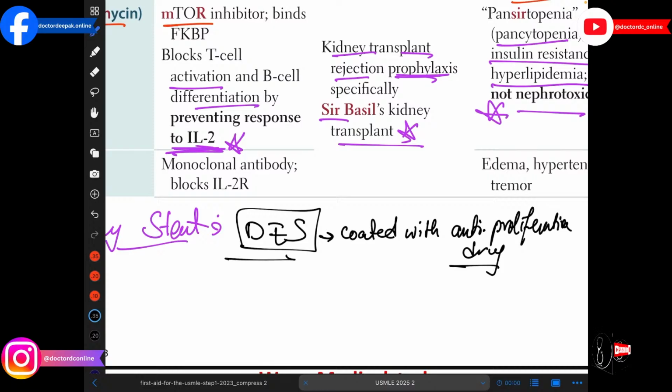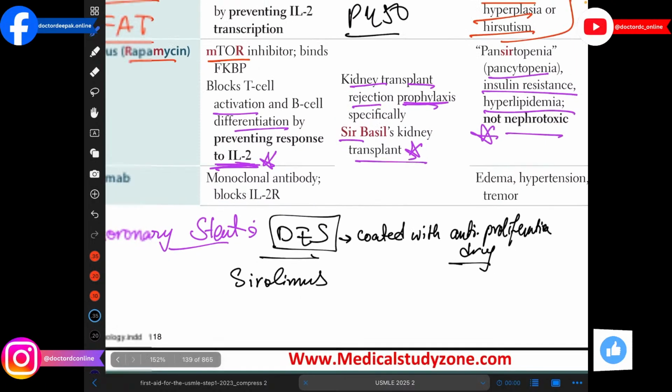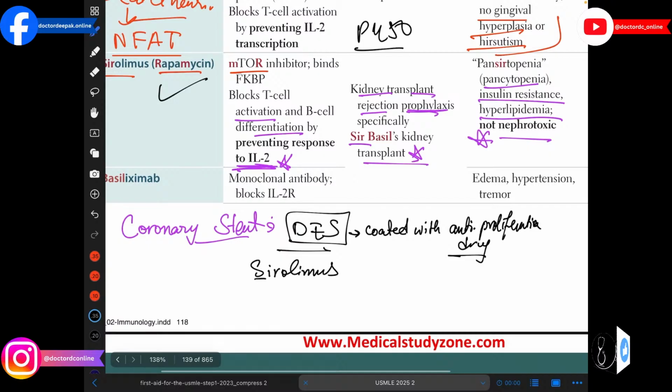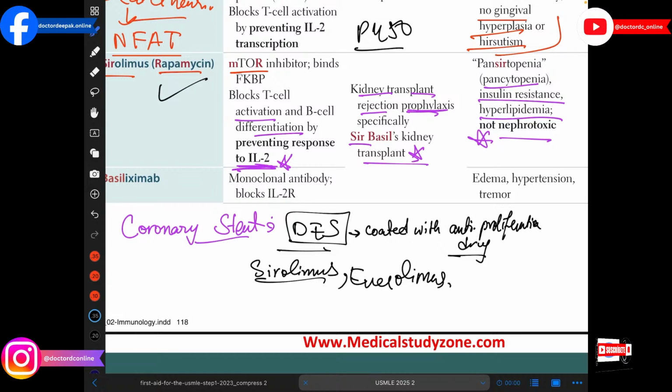And mostly the drugs used there are Sirolimus, rapamycin, which we already covered as Sirolimus, the second Azathioprine, and paclitaxel. These are the drugs mostly used for the coating of drug-eluting stents.